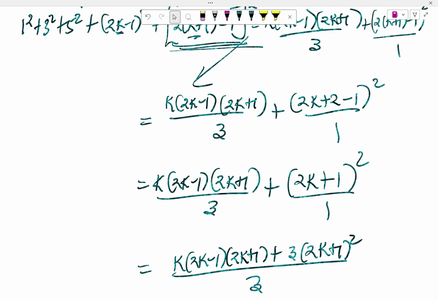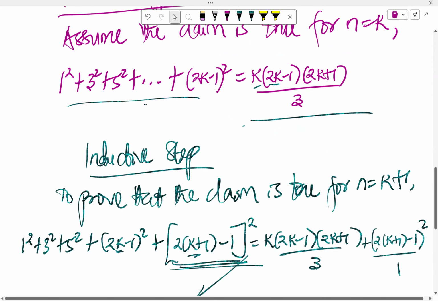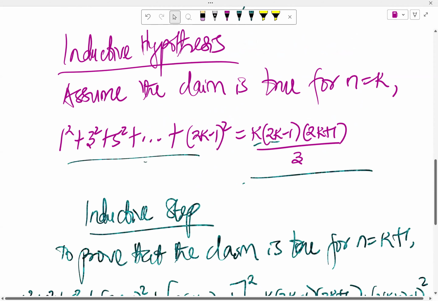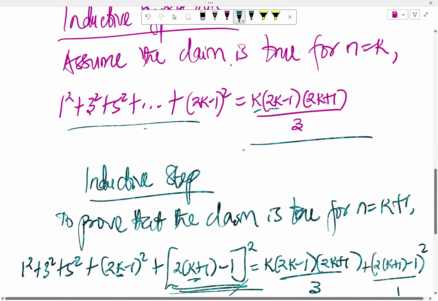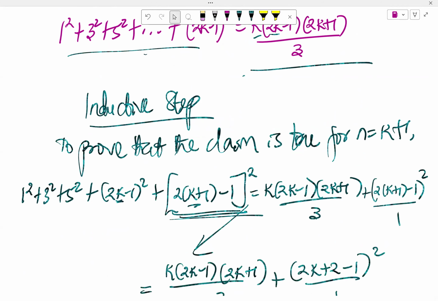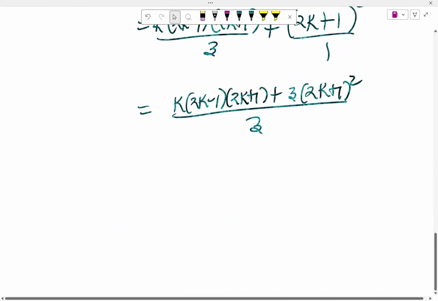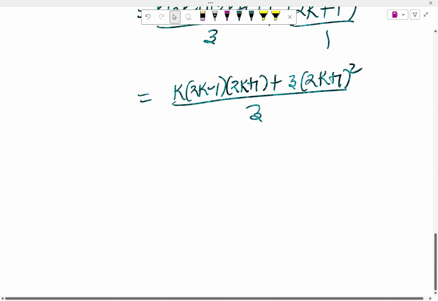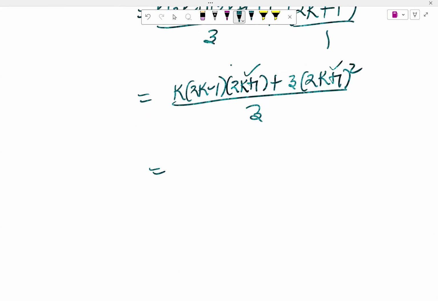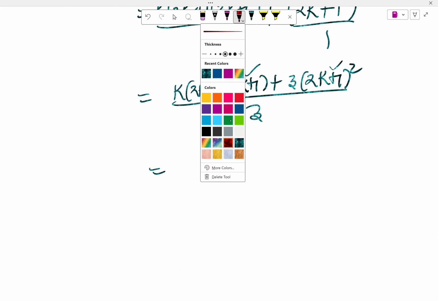Now, what are we expected to get again? Don't forget, what we expected to get is k plus 1 into 2 into k plus 1 minus 1 into 2 into k plus 1 plus 1 all over 3. That's what we expected to get at the end of the day. So let's see how that works out here. We can already see that 2k plus 1 is common. Let me change the marker at this point.